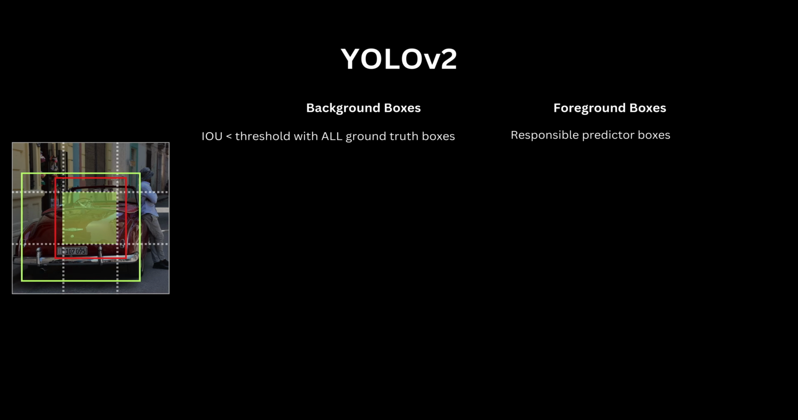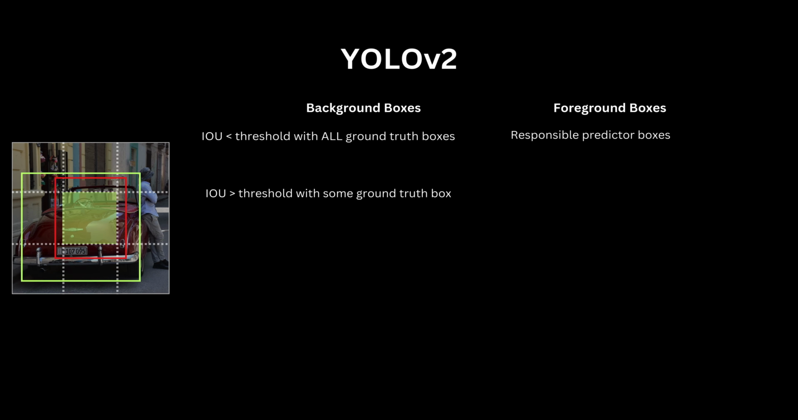Each ground truth target is now assigned to a pair of grid cell and prior box, where grid cell is the cell that contains center of the target, and prior box is that prior for the grid cell which has the highest IOU with the target. This will be our responsible predictor box. Now we are left with two types of boxes: predictor boxes that have IOU less than a threshold with all ground truth boxes, and predictor boxes that have IOU greater than threshold with any ground truth box.